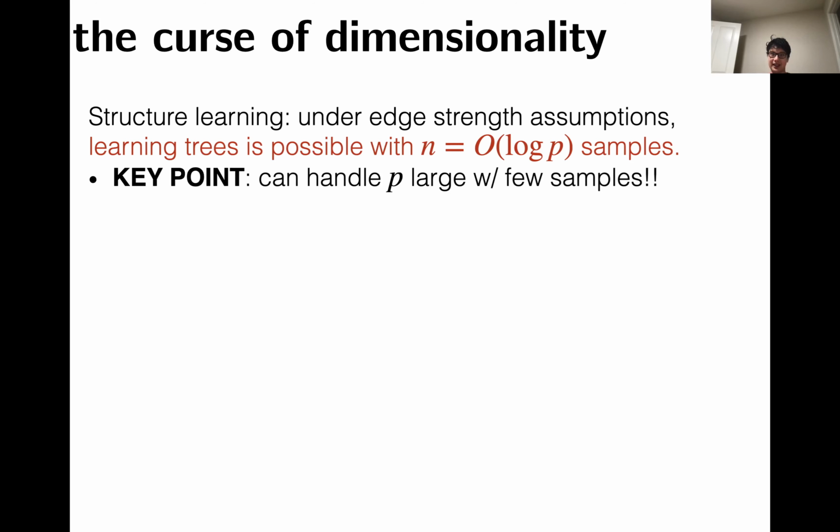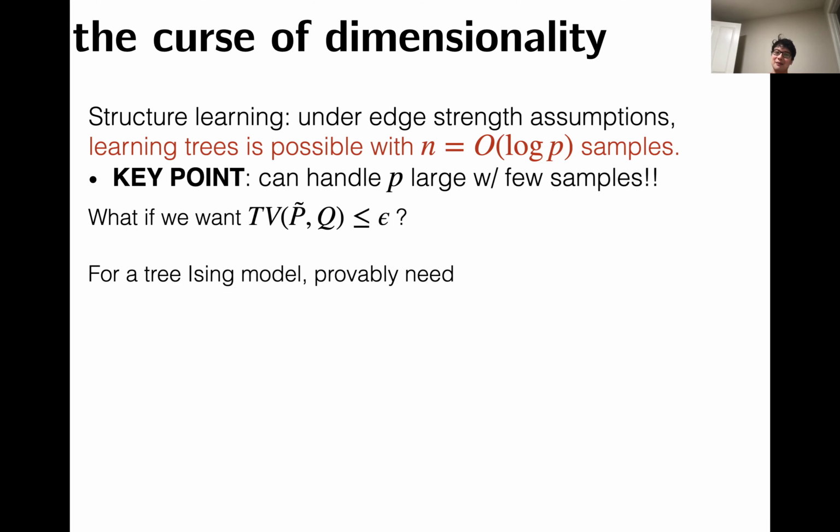Now, what happens if we look at the total variation distance, and I want to learn a model which is close in total variation distance? Can I do it with log P samples? The answer is no. Even if the data is actually generated from a tree Ising model, that is, an Ising model where the graph is a tree, you're going to need about P log P samples. Okay, so P log P, that's exponentially larger than log P. That means you need a lot of data if you want to learn to a meaningful total variation distance approximation.